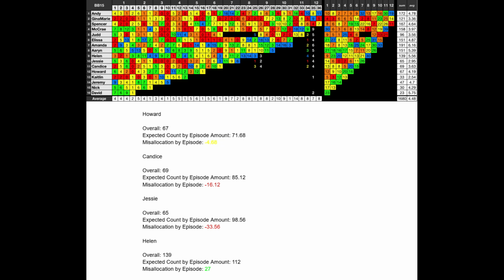episodes that she was in during the season, causing her to have a negative 33.56 misallocation. This means that she's missing about a third of the diary rooms that she should have had if the diary rooms were to be evenly distributed.